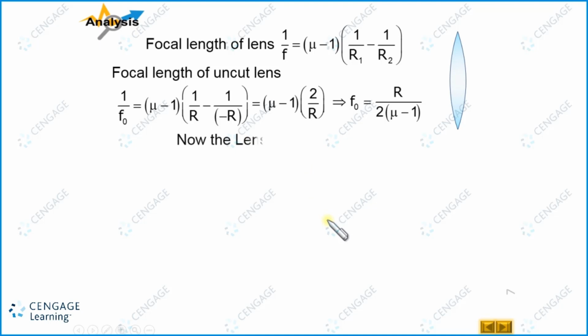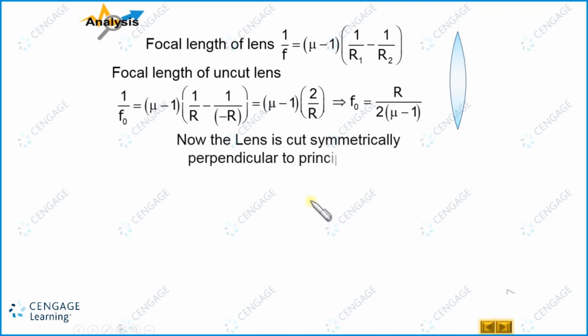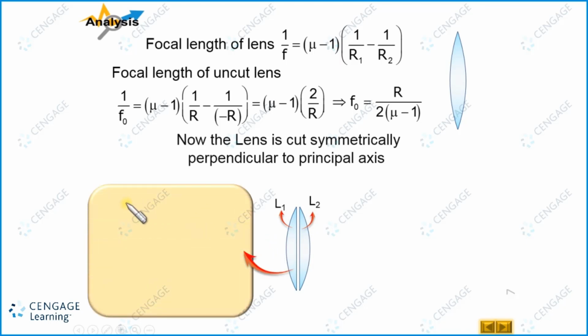Now we have cut the lens like this. Okay, this is the first part, this is the second part. Let us calculate the focal length of the first and second part, right? So here we'll use the lens maker formula, this formula again. For this part we can consider this surface as a plane. This surface actually is a plane surface.